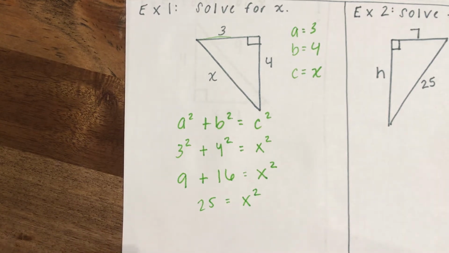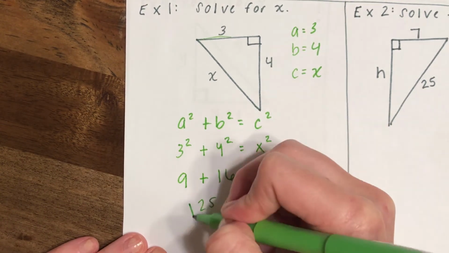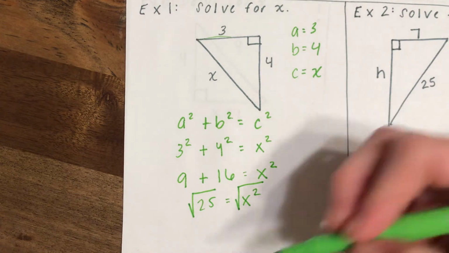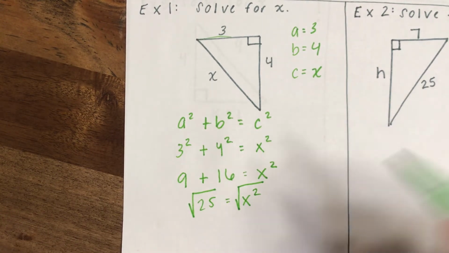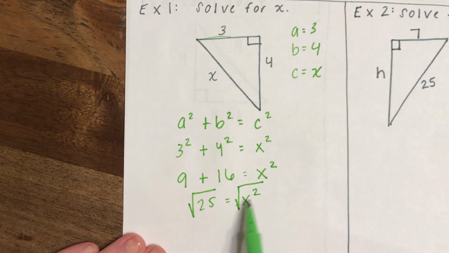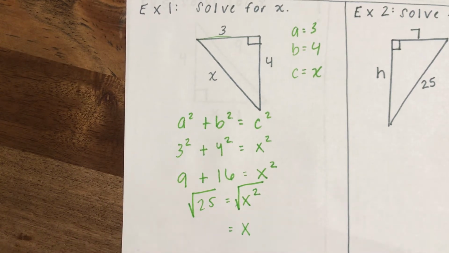Okay, now remember, we learned this at the beginning of the year. When I have x raised to the power of 2, I have to use a special operation to cancel out the exponent. So what I'm going to do on both sides is take the square root, because that is the opposite operation for something squared. Okay, so remember, when I do that, this cancels out the squared, and I'm left with x.